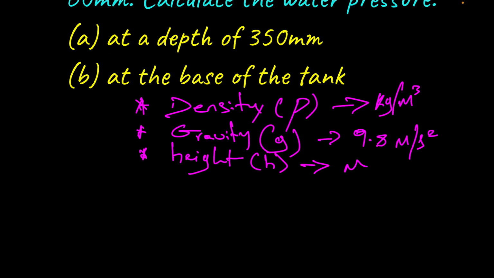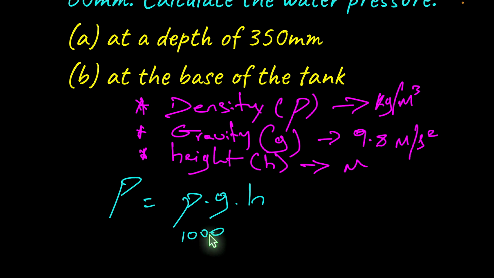So our formula is our pressure is equal to, so this is the rho symbol for density, multiplied by gravity and multiplied by height. So those are the three variables that we have to multiply. And in this case, the value for density, since it's density of water we're looking at, is going to be 1,000.